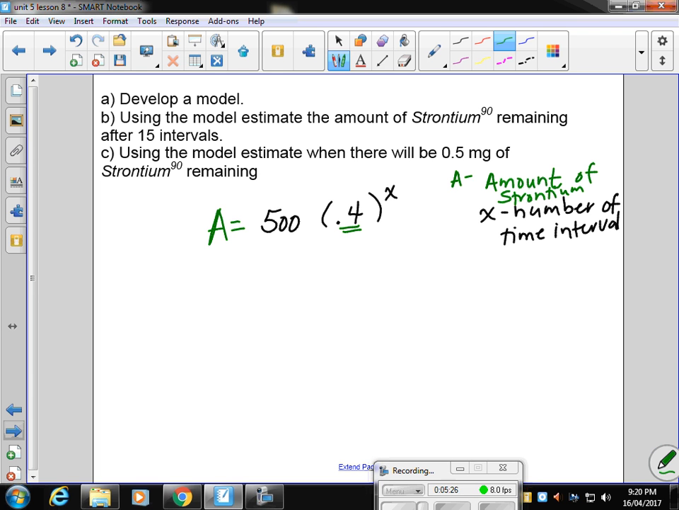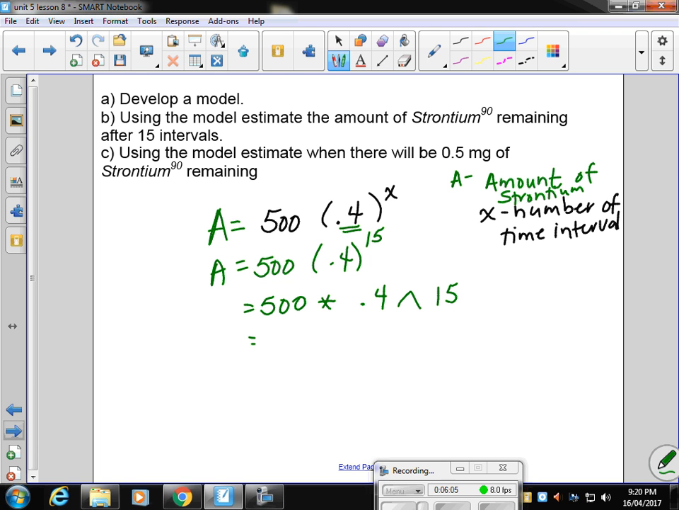Develop a model. Using the model, estimate the amount of strontium-90 remaining after 15 intervals. So after 15, it is going to have gone down an awful lot. So I need to type that into my calculator. 500 times decimal 4 to the power of 15. This is a very tiny little number.